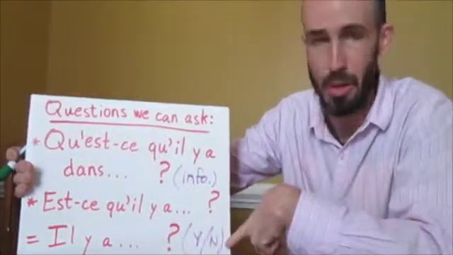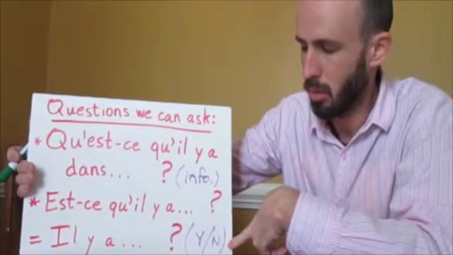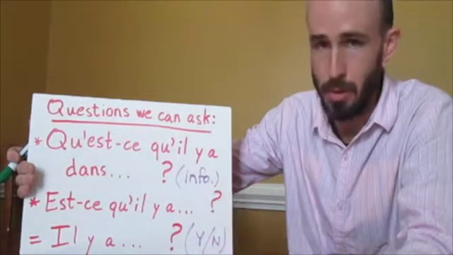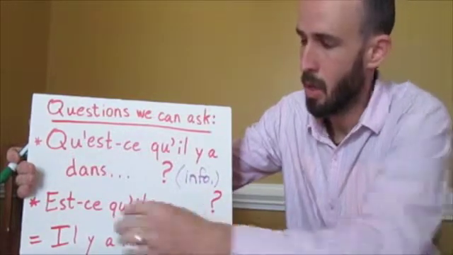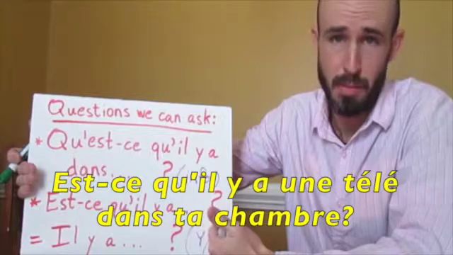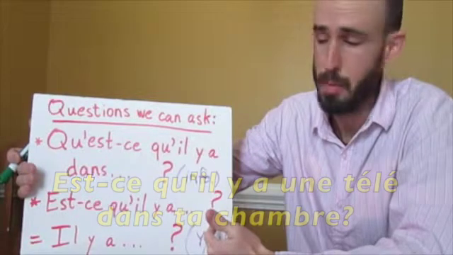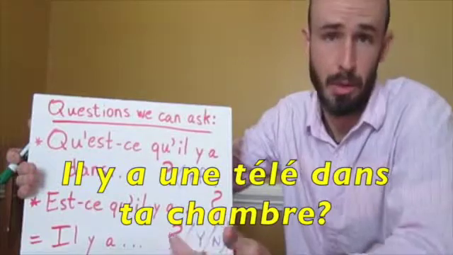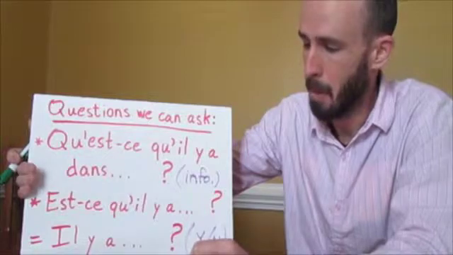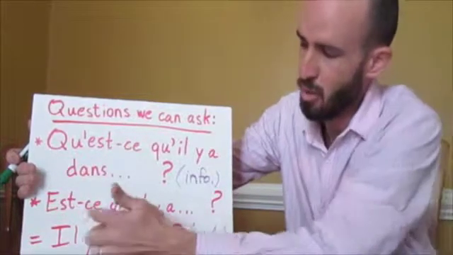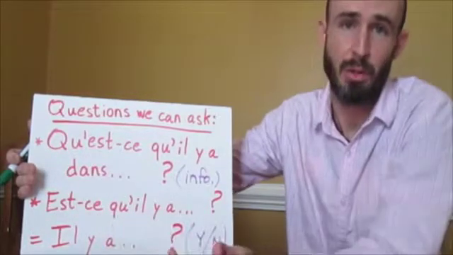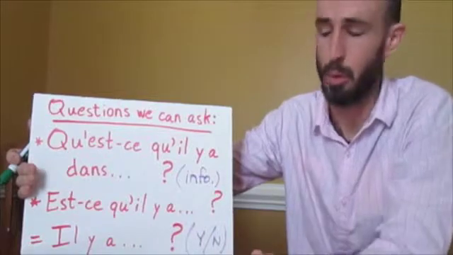Now ask a yes or no question. Let's say I want to ask, is there a TV in your room? Two ways. I could use est-ce que. Est-ce qu'il y a une télé dans ta chambre? Or, il y a une télé dans ta chambre? In speech, we can use est-ce que, or just simply use intonation to ask the yes or no question.